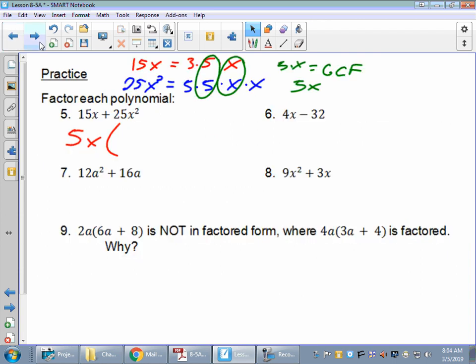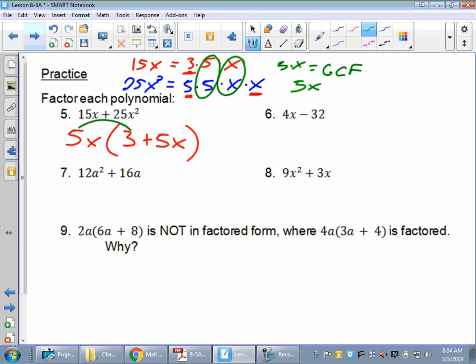If you're really good at that, and you know you can pull out 5x, then you can divide it into 15x, go for it. If not, look at what's left over. We have a 3 right here, so we can put that in there. And then we have a 5 times x in the second one. It would be 3 plus 5x would be our factor. And you can work backwards to see if it works out: 5x times 3 is 15x, and 5x times 5x is 25x squared, so we know that we're correct.